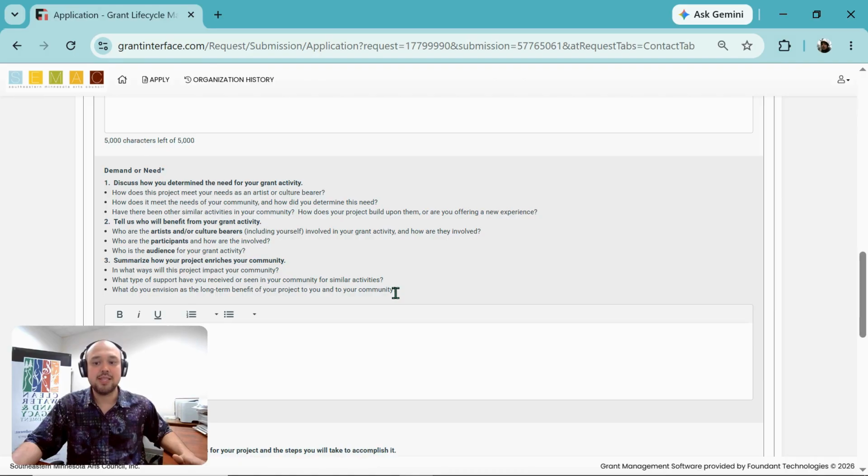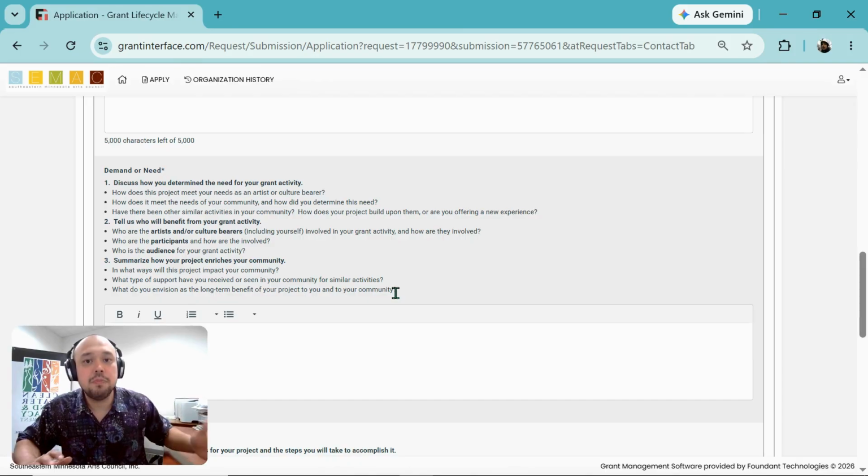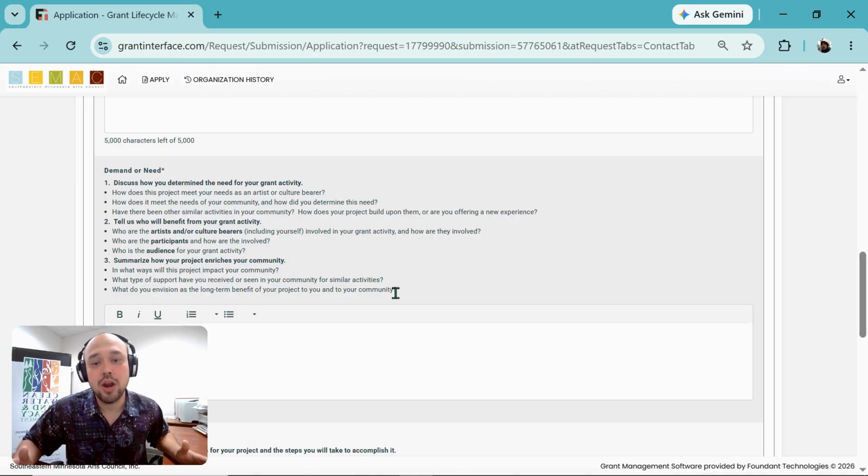Another strength is that she approaches the idea of need from several perspectives. She explains why the project is important to her own artistic development, why it benefits participants, and how it contributes to the broader community. As a reviewer, I never feel like I'm looking at just one person's opinion. The need is considered from multiple points of view, and that is great.